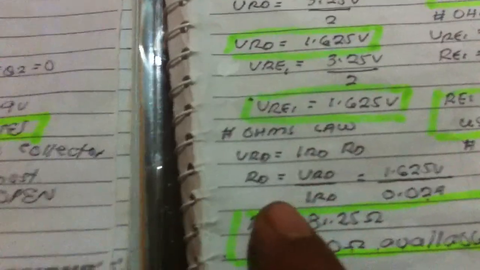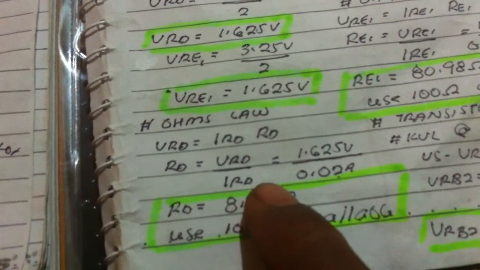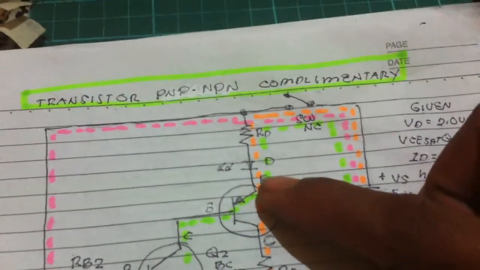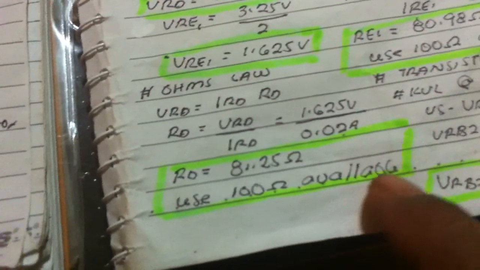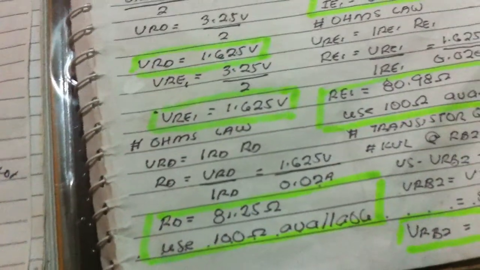Using Ohm's law, we get the voltage drop at RD, and the current of the resistor is equal to the LED current because they are in series. So we have a 100 ohm available resistor, but the actual computation is 81.25 ohms.